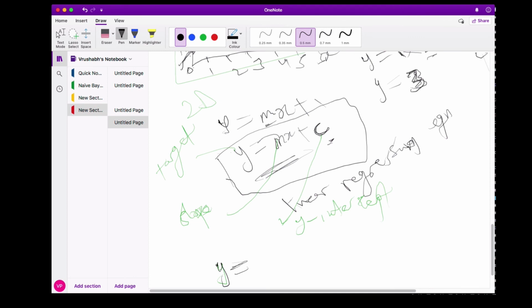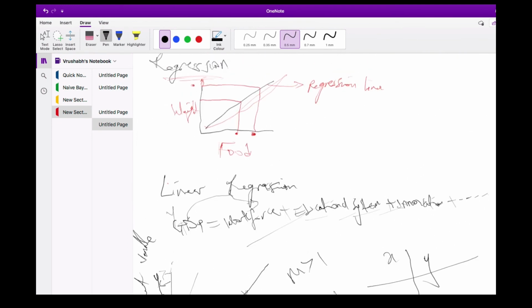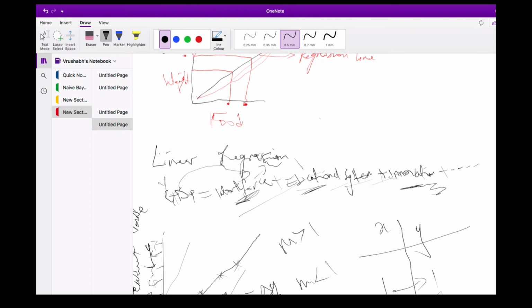We have y over here. Now, instead of just x, let's say we have several variables, just like the GDP. GDP has different variables that we can use to actually determine the GDP of a country. There are several factors over here which are helping us.